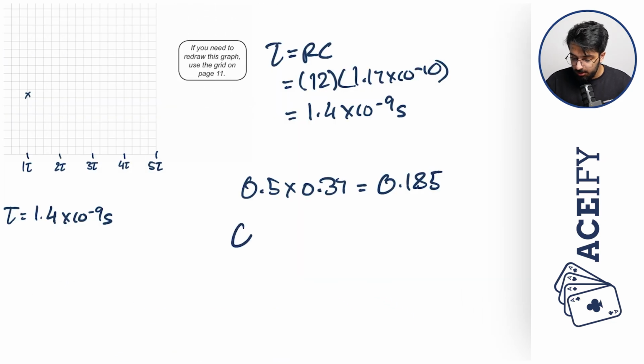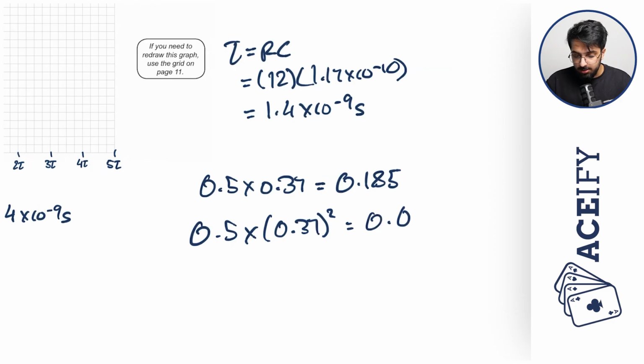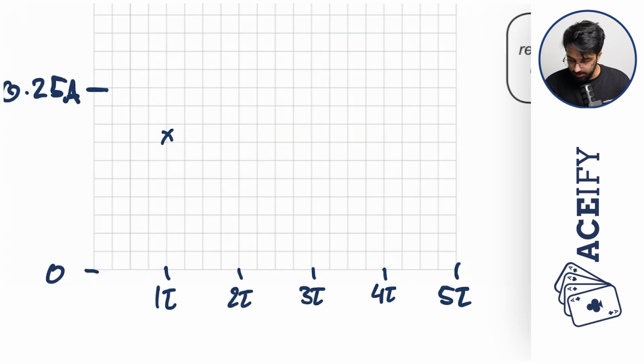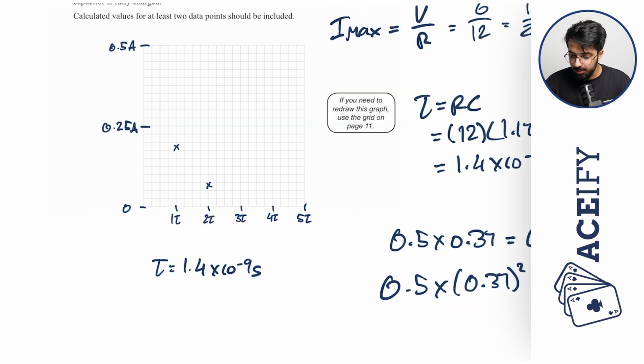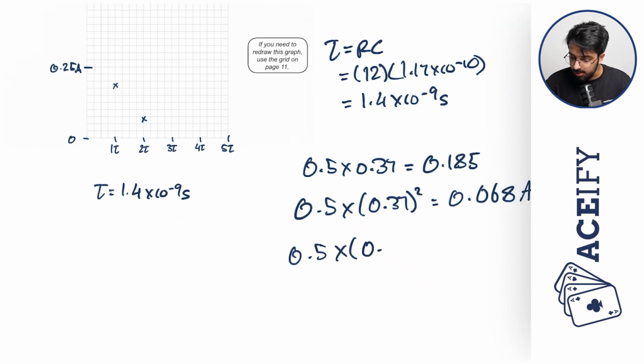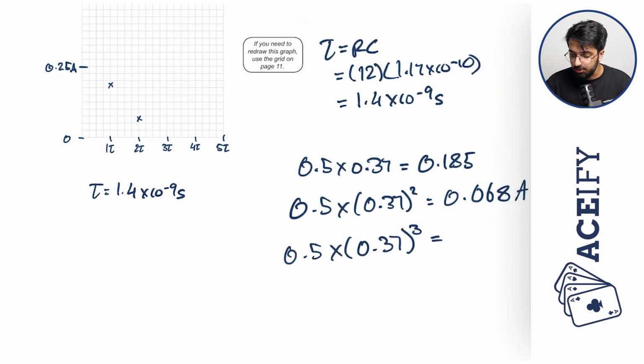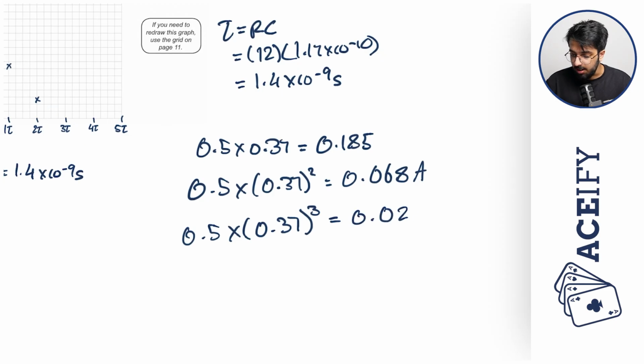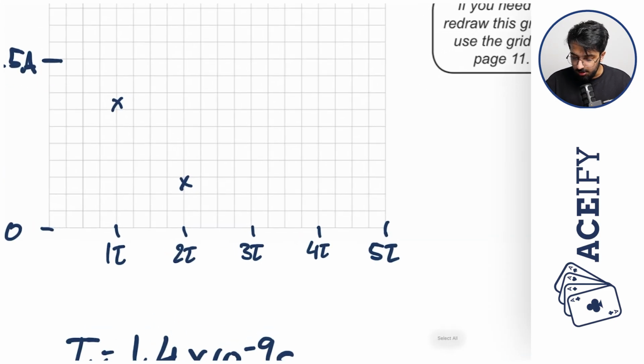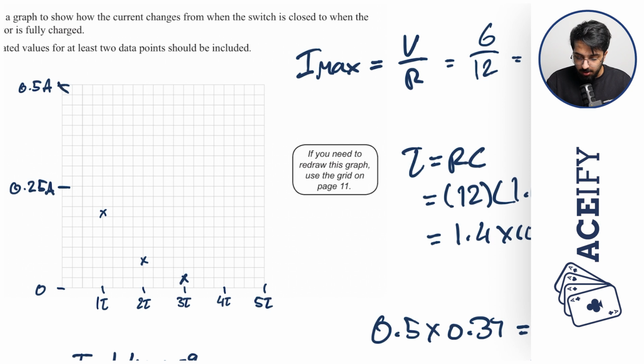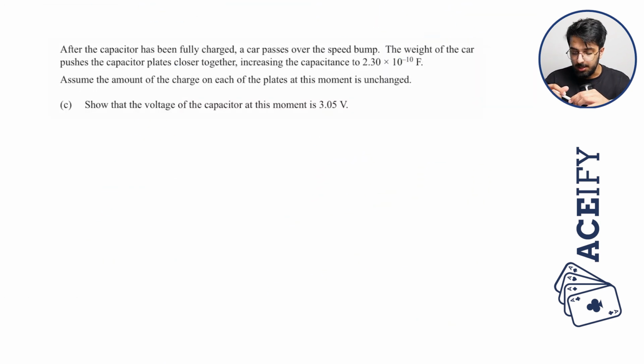And now after two time constants, the way we do that is we take our original max value and multiply it by 0.37 squared, and that's equal to 0.068 amps. And so that is roughly right over here. And we can do one more times 0.37, that's cubed, and that's equal to 0.025 amps. And that is roughly over here. And obviously we're going to have this exponential decay like so. There we go.